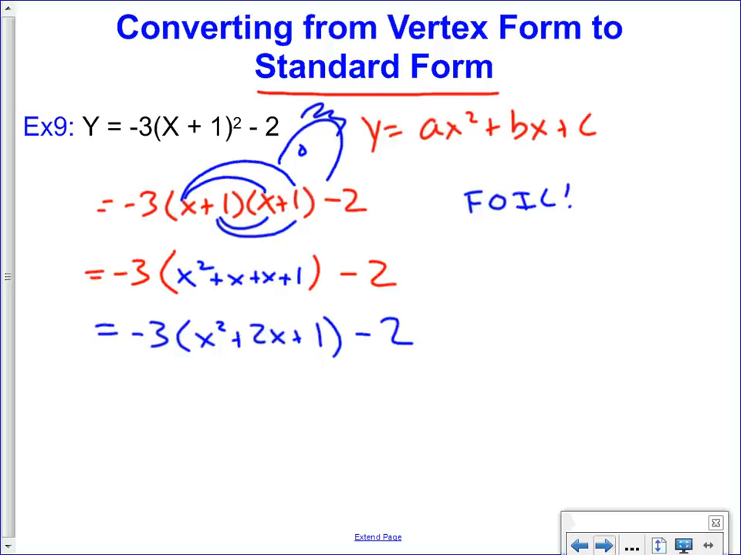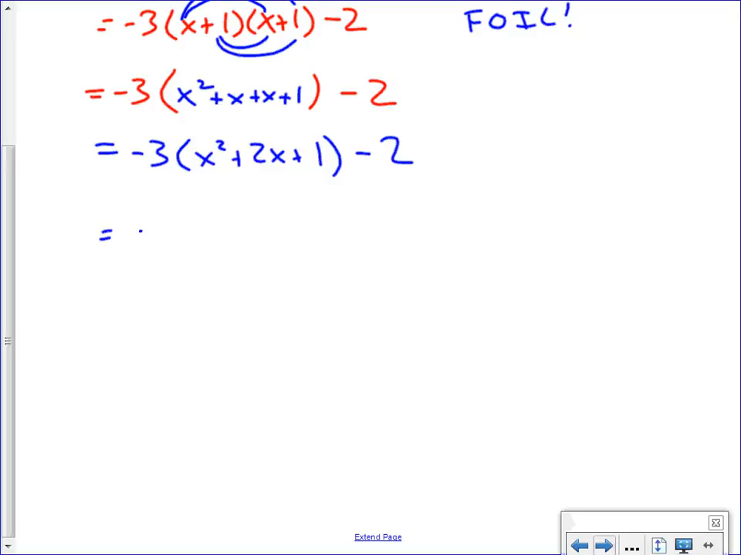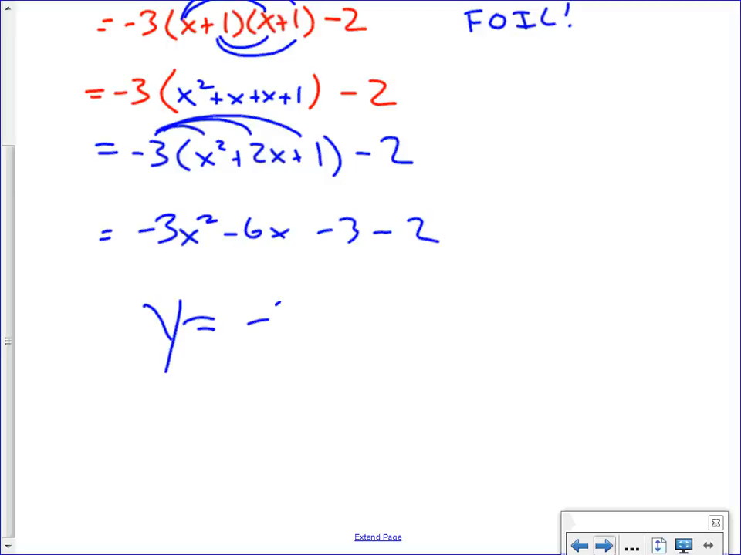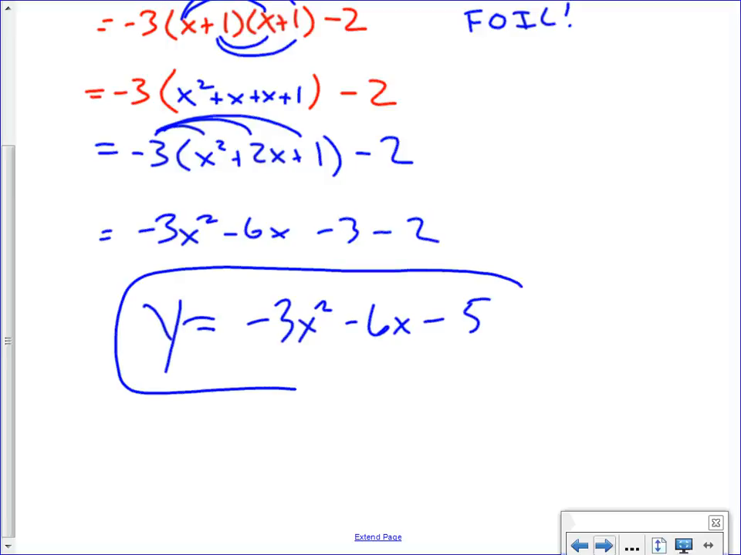So clean it up. What else? Would you like to multiply through? Distribute, yeah, multiply the 3. So negative 3x squared minus 6x minus 3 minus 2. So final answer. Is that standard form? Yes, it is, because you can see your a, b, and c.